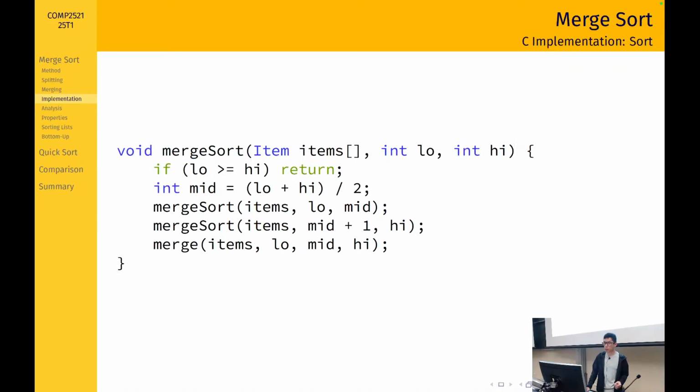But first we'll look at the implementation of merge sort. Right, so merge sort as a divide and conquer sorting algorithm, it's recursive. So you see that we call merge sort inside merge sort. So what does this function do? Well, first, as with any recursive function, there's a base case, where we check if low is greater than or equal to high. So can someone tell me what this is checking for? What does this mean?